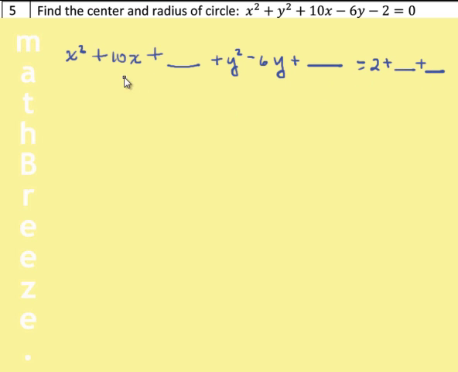Now we're ready to complete the square. Half of 5 squared is 25. We'll put that on both sides. Half of 3 squared is 9. Put that here.